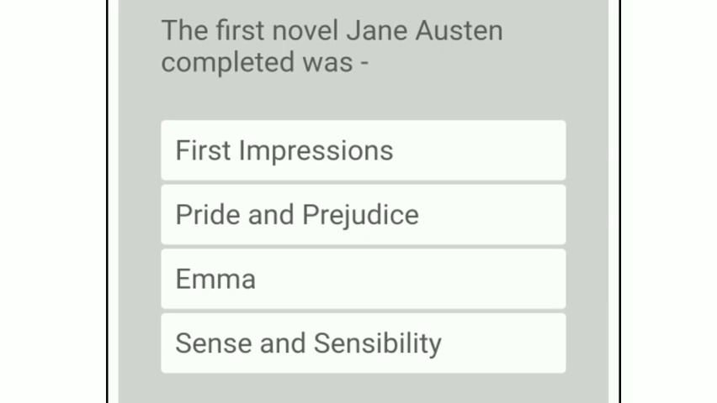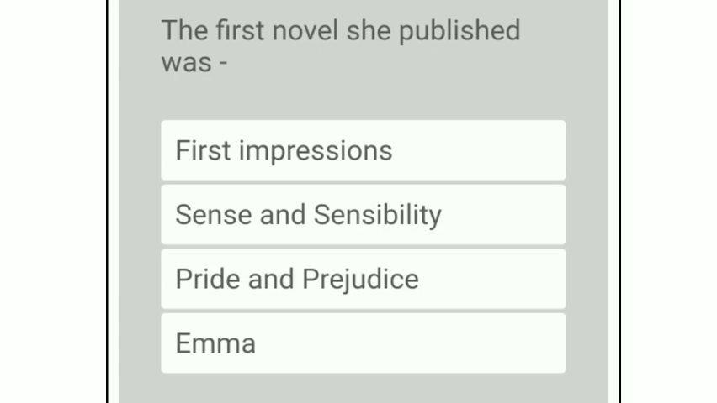Which one of the following is the first novel completed by Jane Austen? Option A, First Impressions. Option B, Pride and Prejudice. Emma, Sense and Sensibility. Here the right answer is option A, that is First Impressions. Now proceed to MCQ number 3.